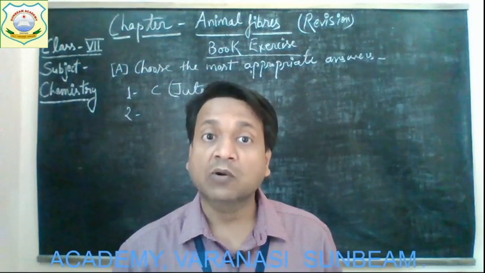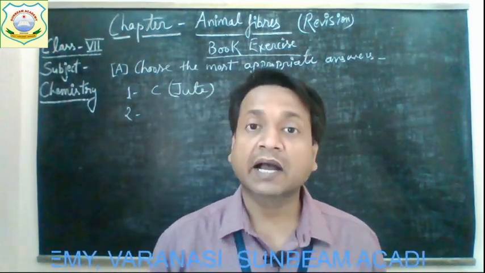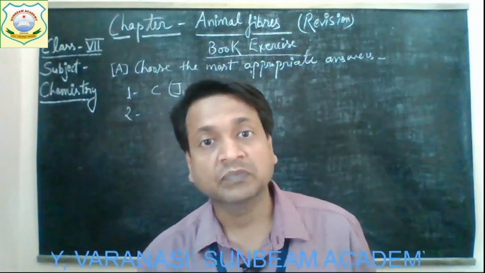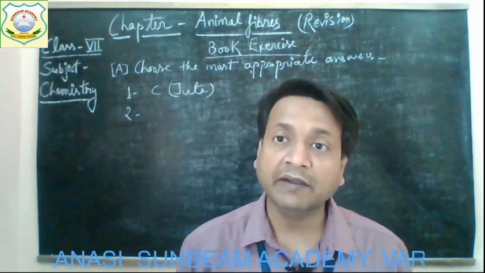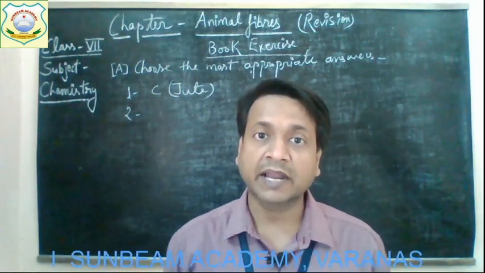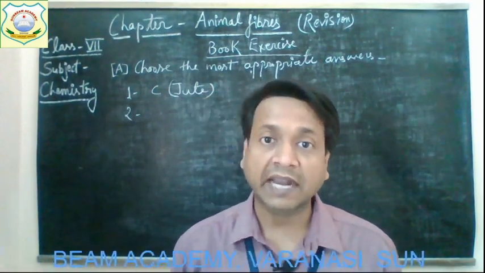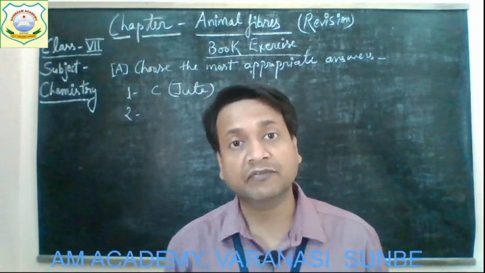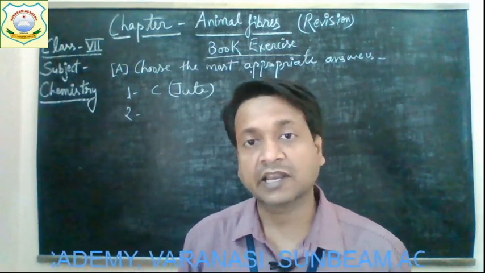So children, out of these four, alpaca, mohair and vicuna are natural fibers because they are obtained from natural sources like animals and plants. Whereas rayon is a synthetic fiber because it is made from chemicals. Got it? So the correct answer is rayon.